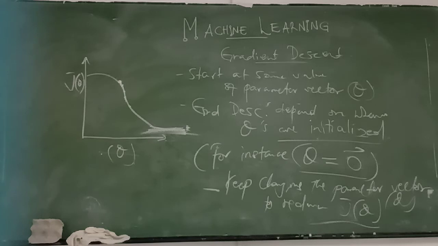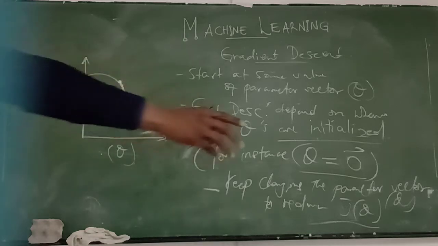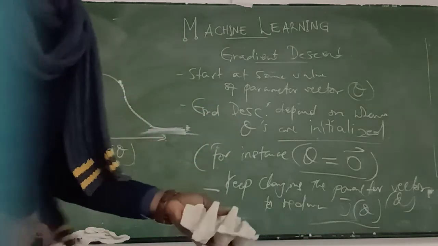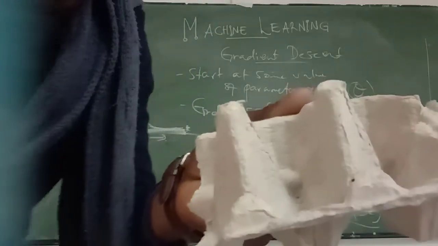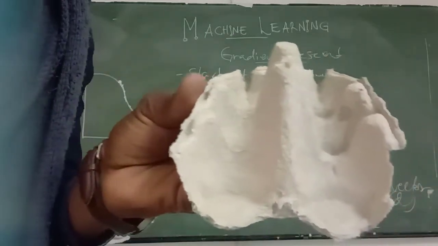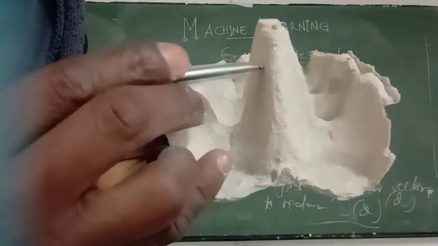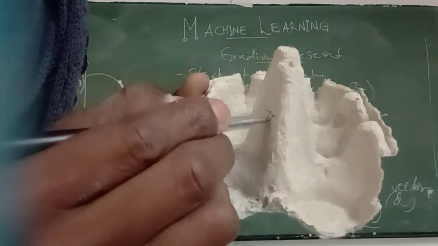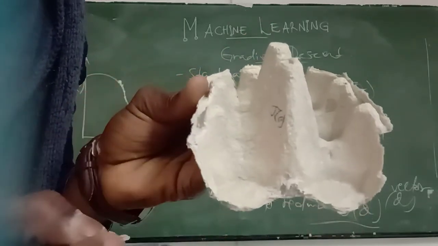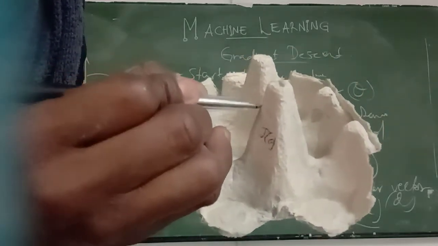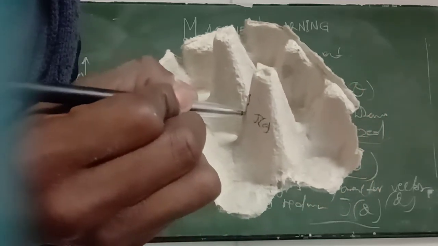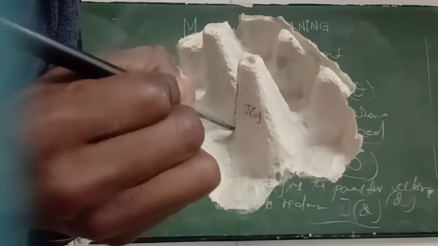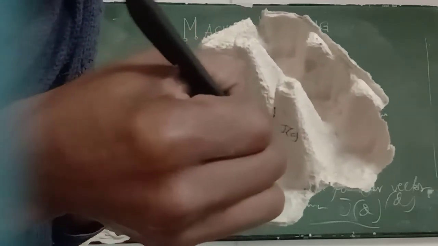I just want to make a little example regarding gradient descent. Consider this egg container as the surface, the J of theta. Imagine we start at a point there, and then we take small steps down, keep going down, vertically, not changing any direction, until we get to a point there.